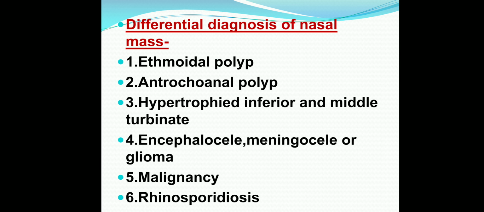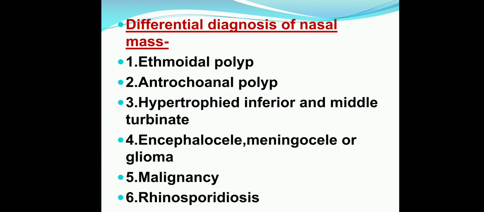Now let us discuss the differential diagnosis of nasal mass. They are: number 1, ethmoidal polyp; number 2, antrochoanal polyp; number 3, hypertrophic inferior and middle turbinate. They are usually pink in color and hard like bone. Then encephalocele, meningocele, and glioma, which are usually seen in children.